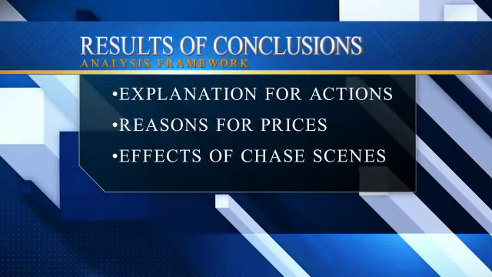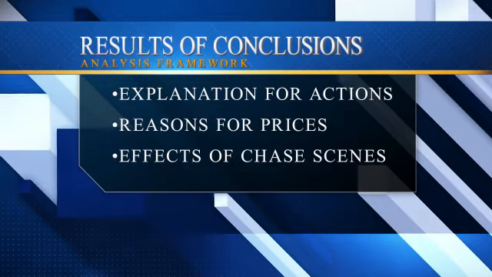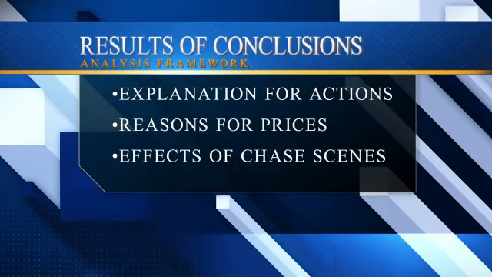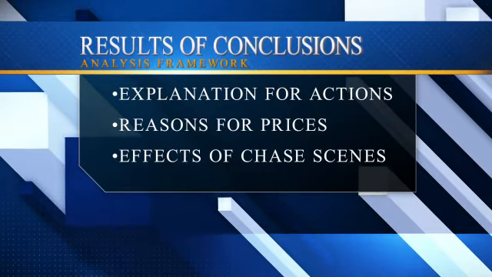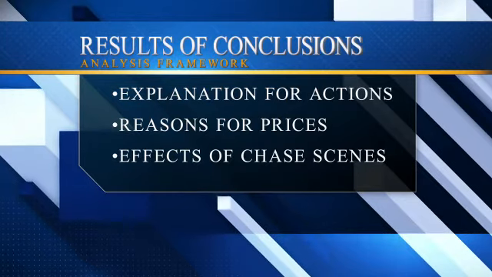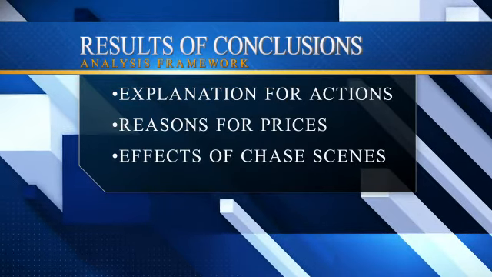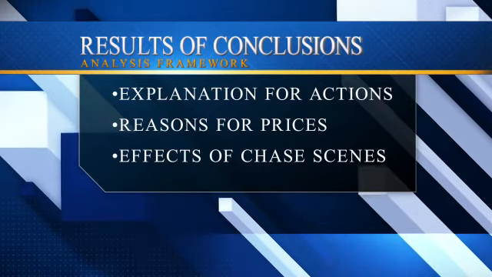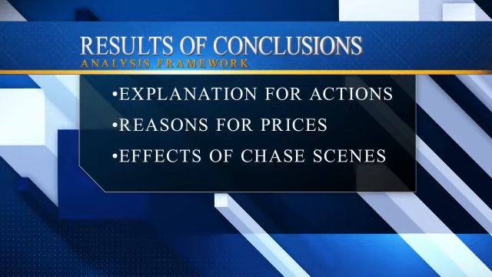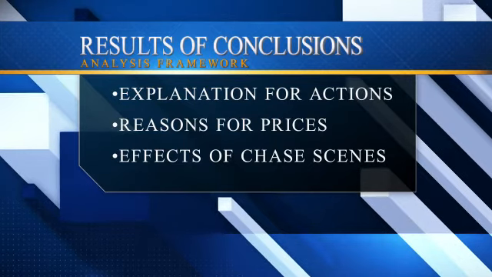And then the last part of this flowchart is the results of those conclusions. For the psychology essay, the result of the conclusions is an explanation for the children's actions. So why do they do what they do when they're acting like hooligans at lunch? For economics, the result of the conclusions is the reasons for prices of iPhones. Aside from greed, you're looking through an economic lens at why iPhones are as expensive as they are, and what elements go into creating the pricing for those.